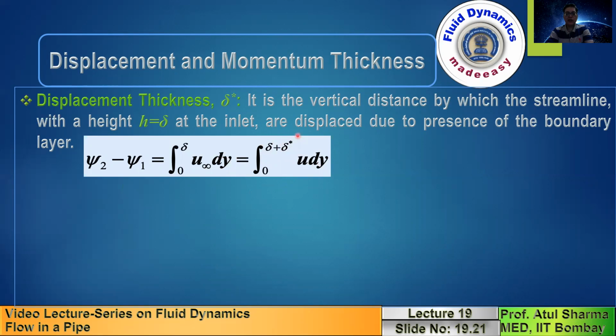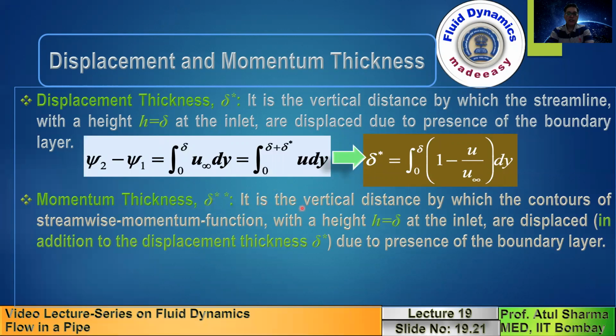The additional height delta star is basically compensating for the decrease in the mass flow rate for the same height corresponding to the inlet. From this you can derive delta star, that is the displacement thickness, equals the integral from 0 to delta of 1 minus u by u infinity dy.